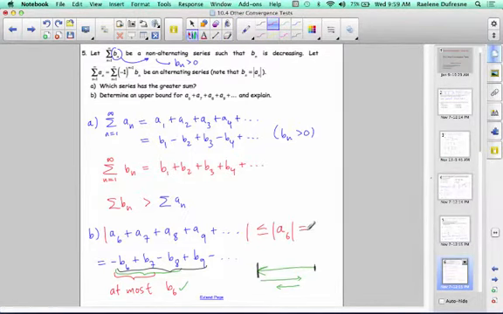But A6 in magnitude is equal to B6. So therefore B6 is an upper bound for all of these values.